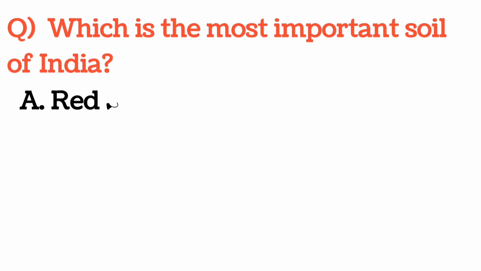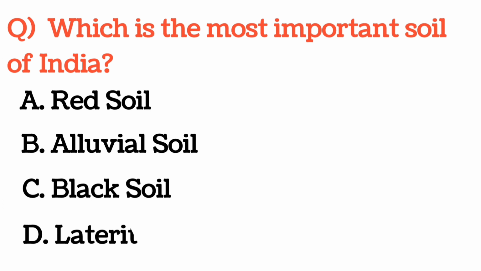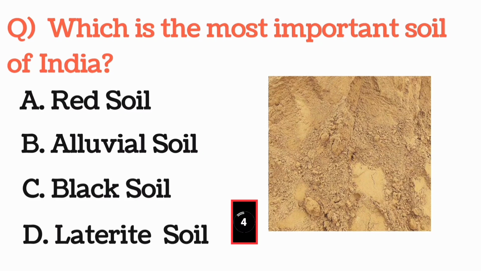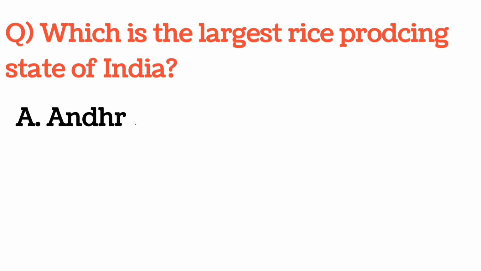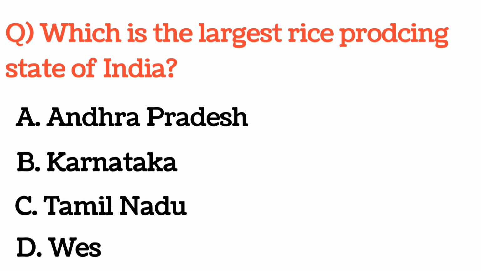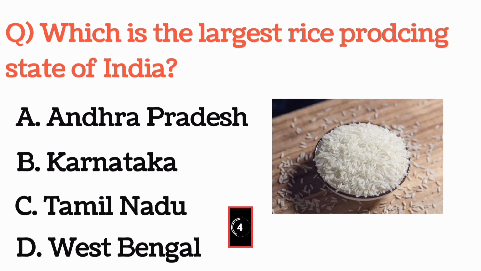Which is the most important soil of India? And the correct answer is alluvial soil. Which is the largest rice producing state of India? And the correct answer is West Bengal.